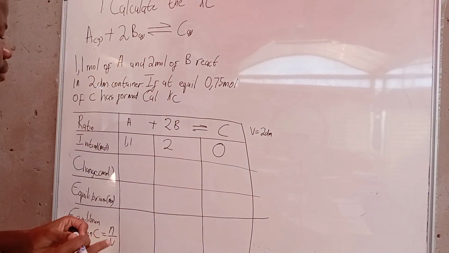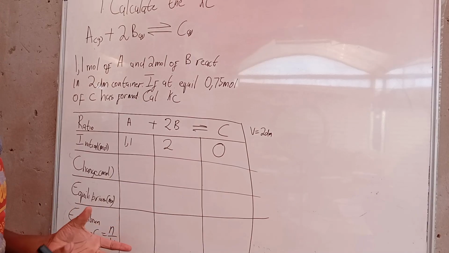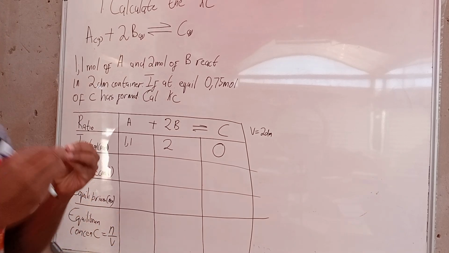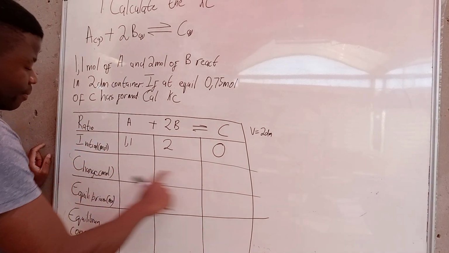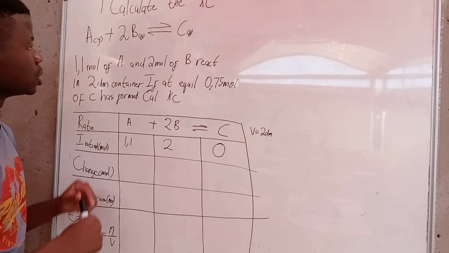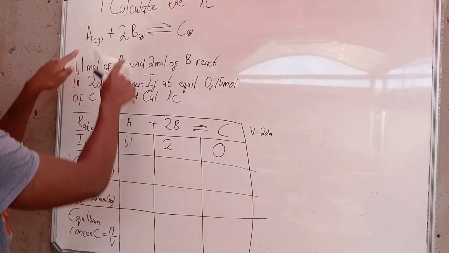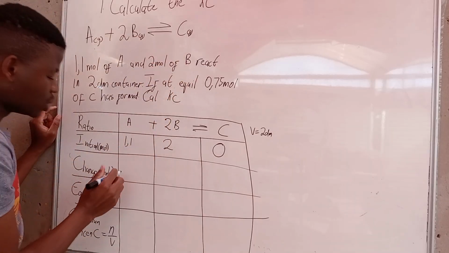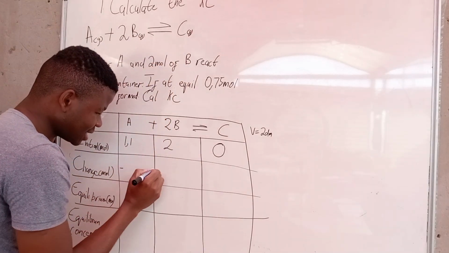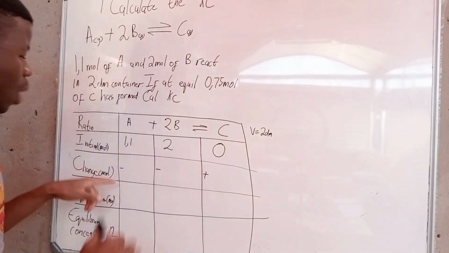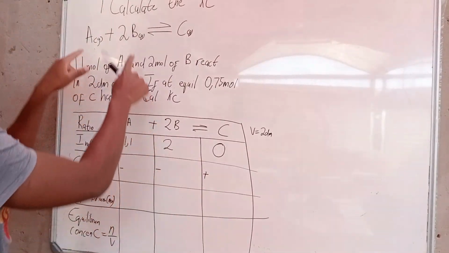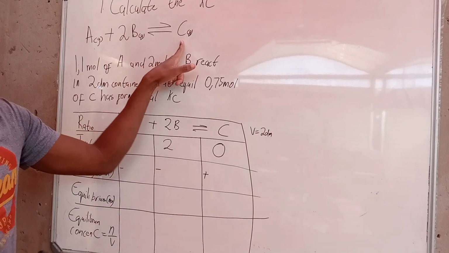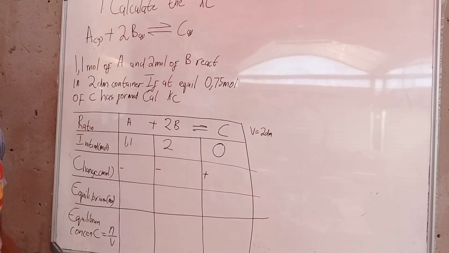I've seen that a lot of people get this wrong, so I'm going to explain what happens here on the change column. On the change column, we use these two to produce this one. So we're going to say minus, minus, and then plus. Why do we say minus here? It is because these two have to be consumed, or they have to collide, to make C.